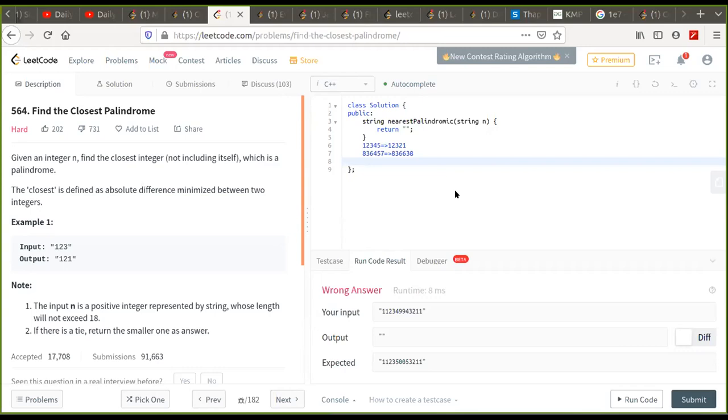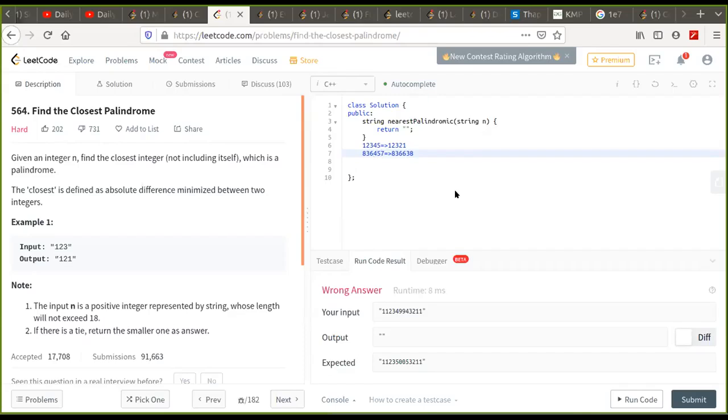So why did you pick 836638, when it's not the smallest number? Yeah, it's not the smallest number, but when we want the absolute difference minimized, if we take the ones place, tens place, hundreds place, starting from the rightmost place, and change the number there, then we'll get only the minimized absolute difference between the numbers.